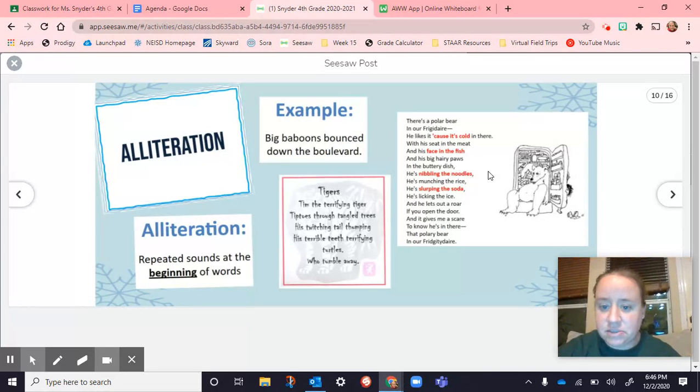And so it says, there's a polar bear in our refrigerator. He likes it cold, or he likes it because it's cold in there. With his seat in the meat and his face in the fish and his big hairy paws in the buttery dish, he's nibbling the noodles, he's munching the rice, he's slurping the soda, he's licking the ice, and he lets out a roar, and if you open the door and it gives me a scare to know he's in there, that polary bear in our Frigidaire.